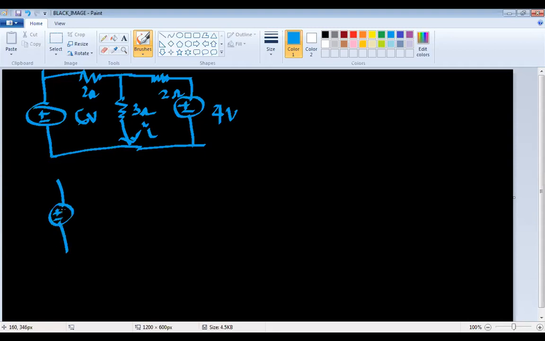Let us say this is your 6 volt source, this is your resistance, and we have this resistance. Then we have a 2 ohm resistor. Now you see, when we have this particular source and we have to deactivate this source, here we have to understand one very important point. When we deactivate any source, that particular source will be replaced by its own internal resistance.